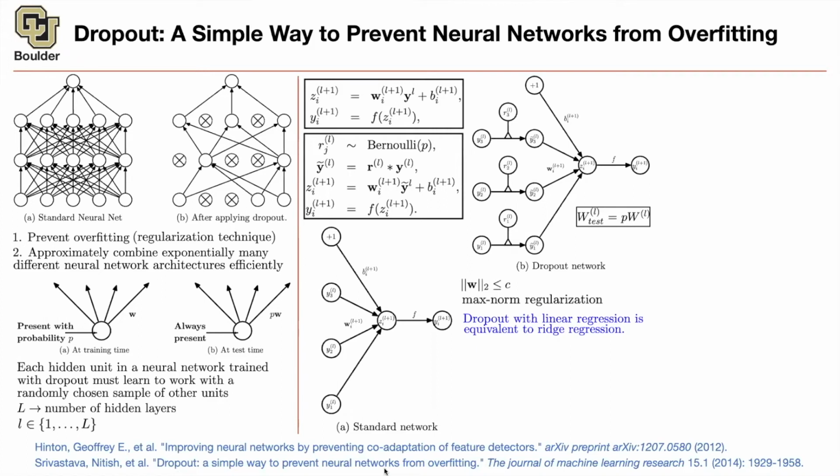There's a nice page in the paper that tells you how dropout, when you apply it to linear regression, is equivalent to ridge regression. And ridge regression is basically regularizing your weights by their L2 norm. So it's actually doing a regularization for us, and that's why it prevents overfitting.